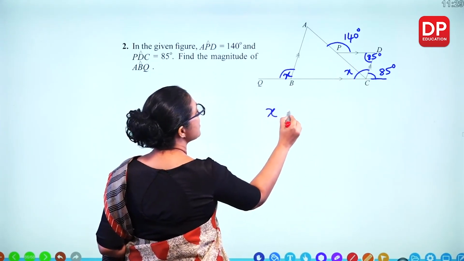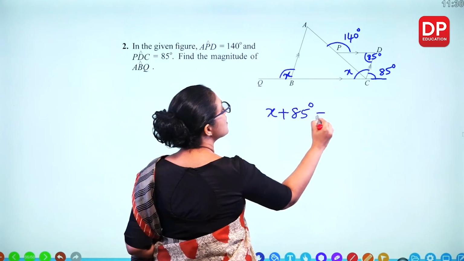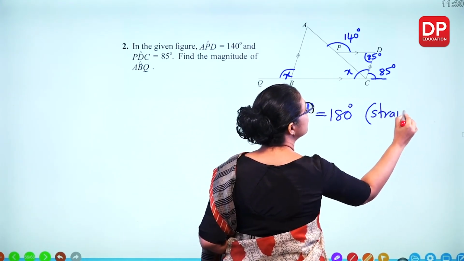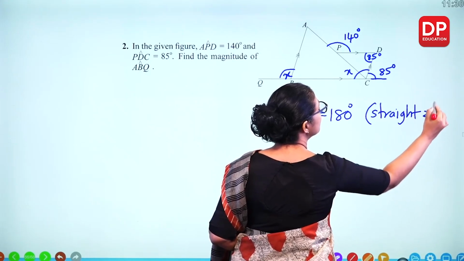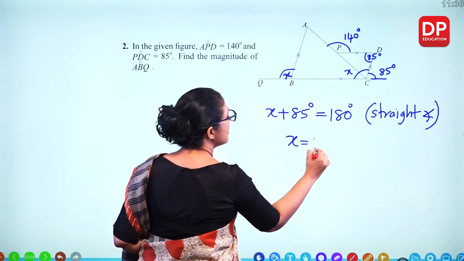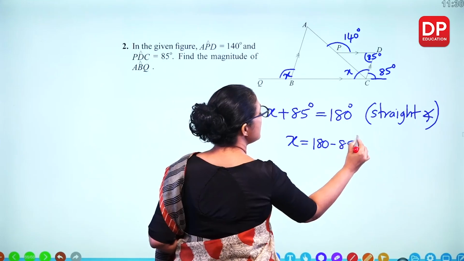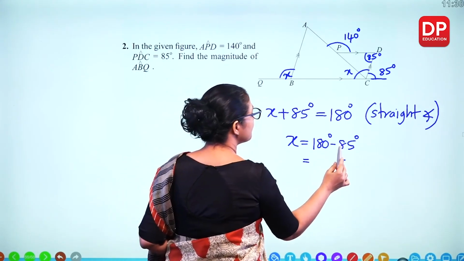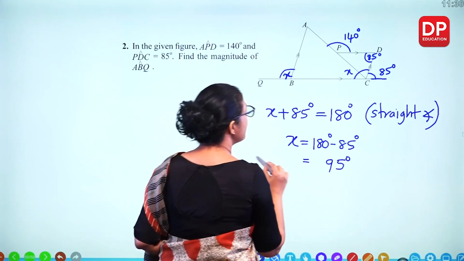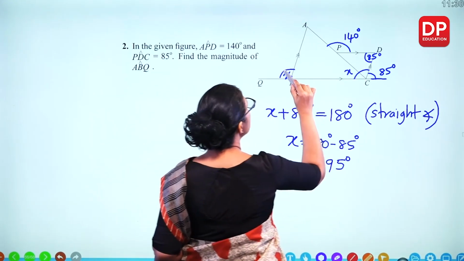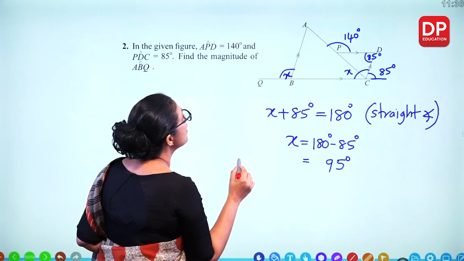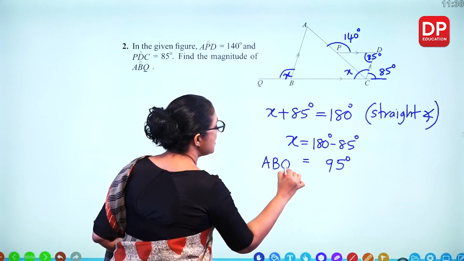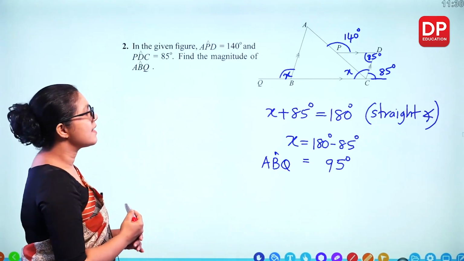Now we can write X plus 85 equals 180 because this is a straight angle. So what's X? 180 minus 85. 95 degrees for X. So that's the ABQ angle. So that's 95.